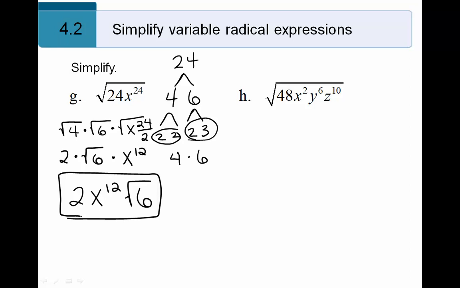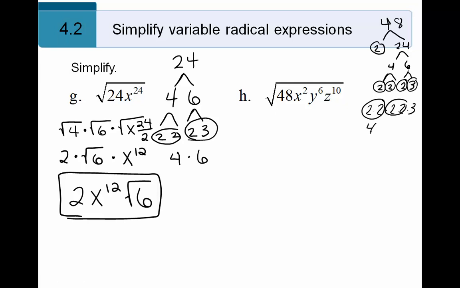All right, so let's do a factor tree for 48. We have 2 and 24, 4 and 6, 2 and 2, and a 2 and 3. So I have 2 pairs of 2s, so a 4 and a 4 and a leftover 3.